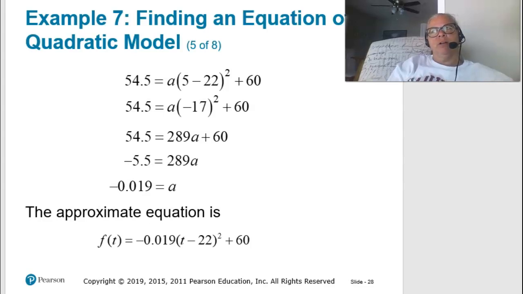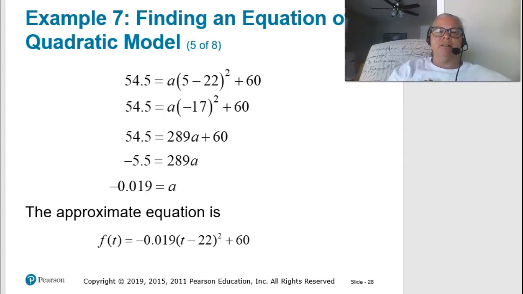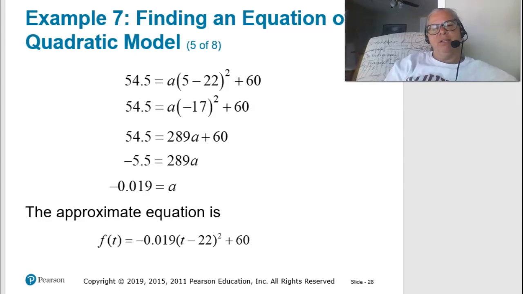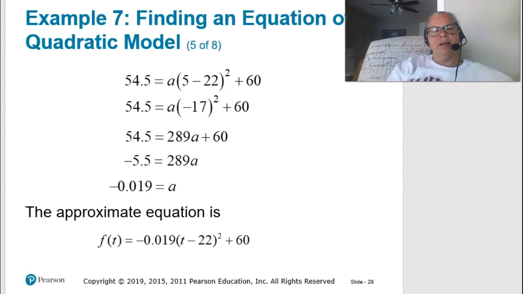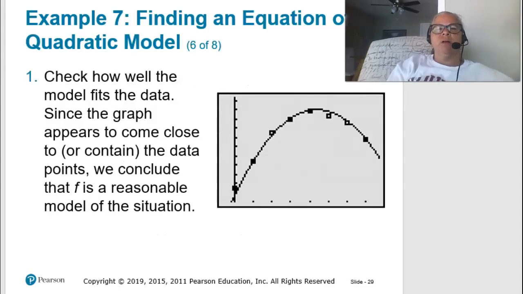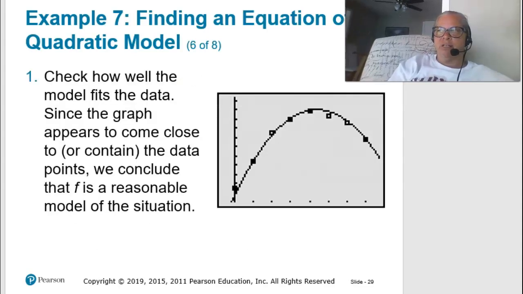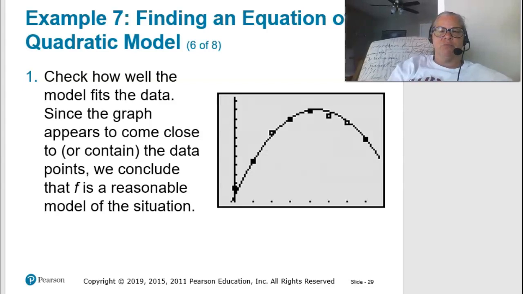You are going to square negative 17. You are going to now subtract 60 from both sides, divide by 289, and you find that a is equal to negative 0.019. We can now find the equation. So the function of t is equal to negative 0.019 times the quantity t minus 22 squared plus 60. If you plug that into your graphing calculator, you can see that it fits your model very well.